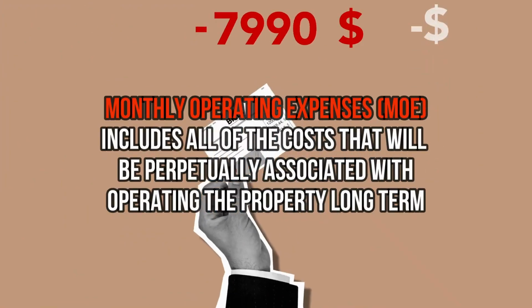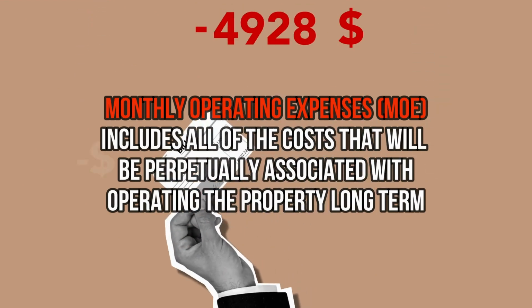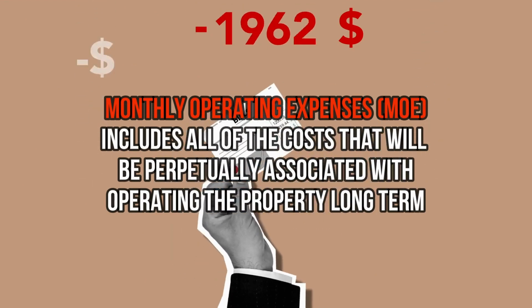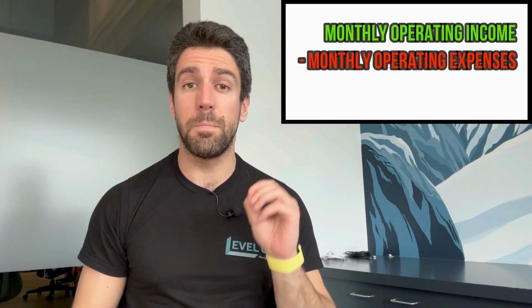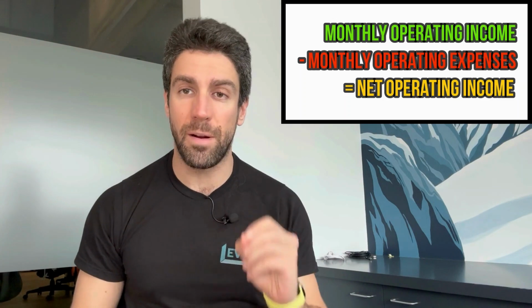Monthly operating expenses, on the other hand, include all the costs that will be perpetually associated with operating the property long-term. An important point to note here is that this does not include your mortgage costs, since these usually decrease over time. If you take monthly operating income minus monthly operating expenses, you get net operating income.